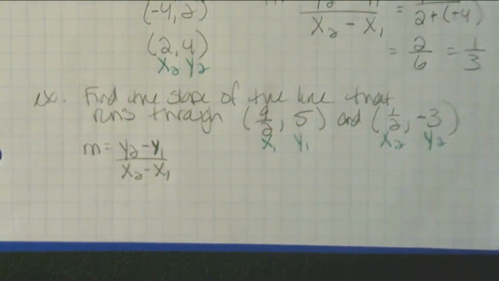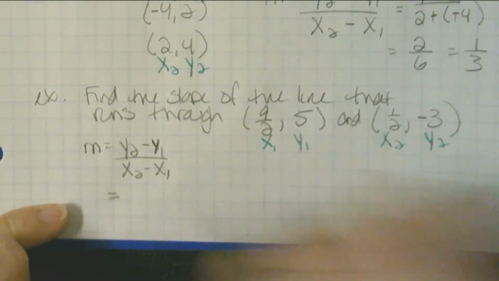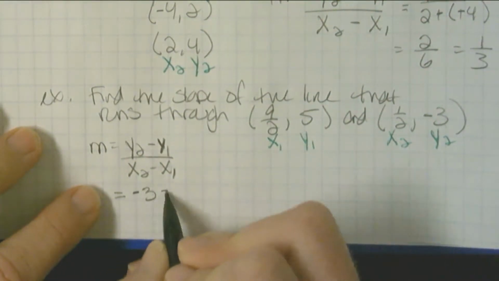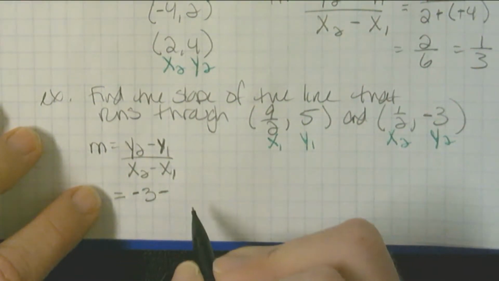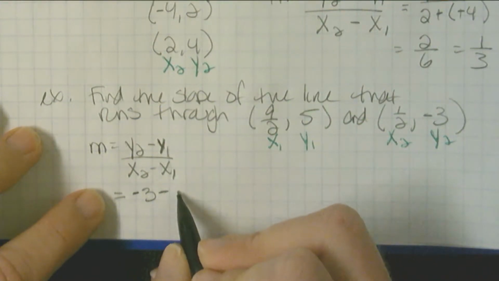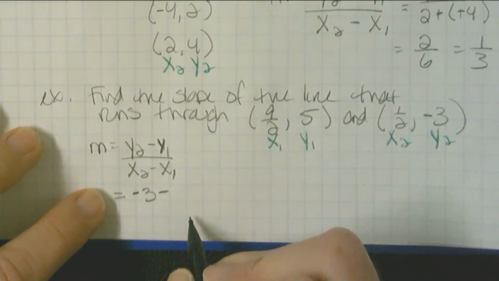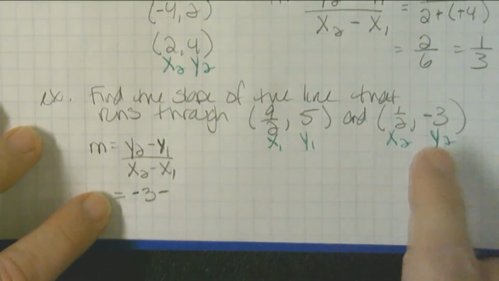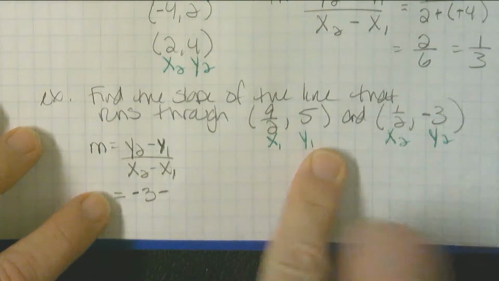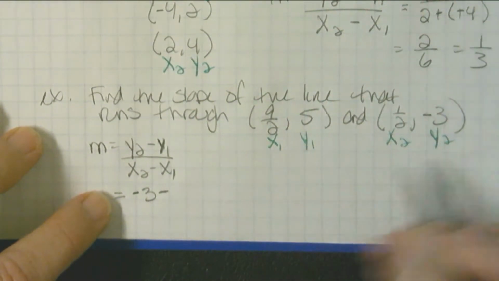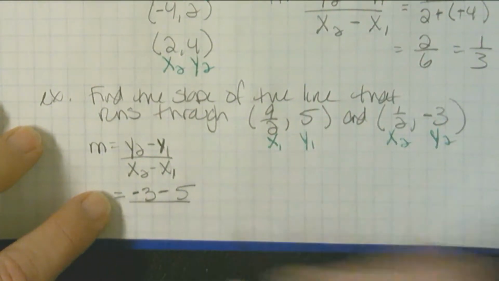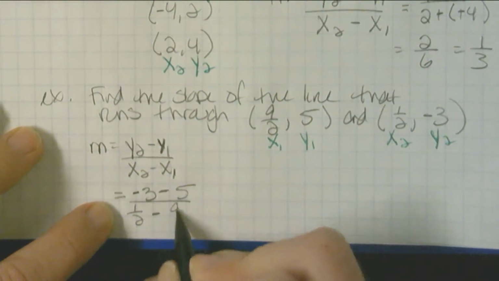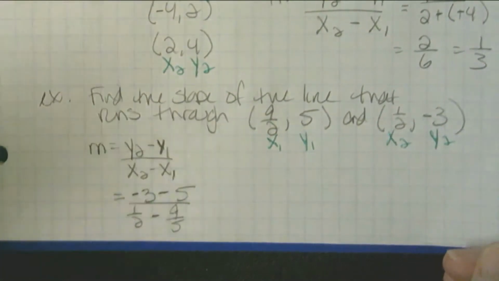Okay, so now substitute in. So what did you have? You had -3 minus what? Okay, so what do you have? -3 minus what? 1/2. No, it's not. You have to have y2 minus y1. So it would have to be -3 minus 5, right? And then 1/2 minus 9/2. Or if you did that as decimals, that's fine.